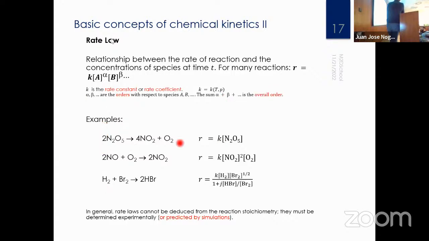This is just an example for several reactions. This is the rate of reaction for this one here, the decomposition of N2O5. This is another one for this other reaction. And this is a more complex rate law. This happens in many cases. I mean, you have rate laws like this, which are very complex, with the concentrations in the numerator and denominator as well. And towards the end of this lecture, I will show you an example of this complex rate law. And in general, the rate laws can be obtained experimentally or also by simulations, as I will show you in some minutes.